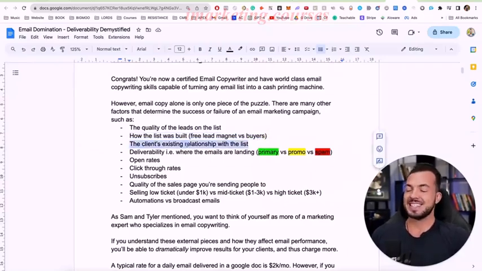The client's existing relationship with the list. Before you came along and started writing for them, how was it? Were they emailing them frequently? Did they have a good relationship? Did they only email them salesy stuff and pitch them all the time? Or did they never even email them at all? What was the relationship like before?